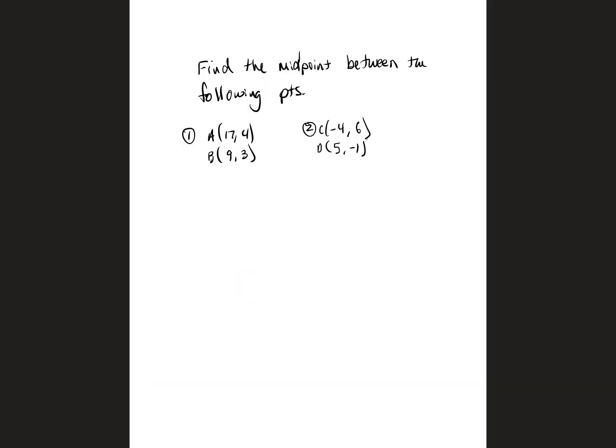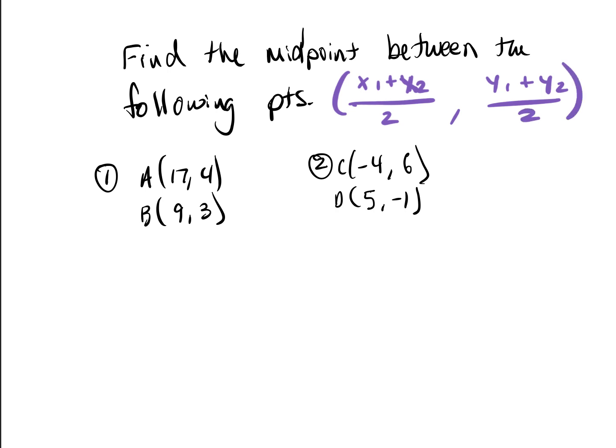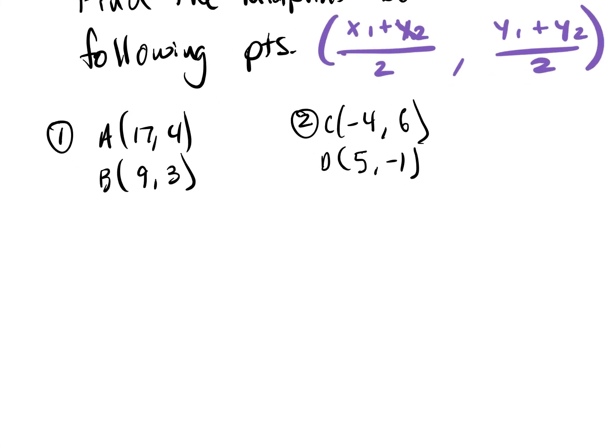So we're going to find the midpoint between the following points. Our midpoint formula is x1 plus x2 over 2, comma, y1 plus y2 over 2. It's the average of the x's and the average of the y's. What's the first thing I should do here? Label your points. We have x1, y1, x2, y2. Now we can plug it in.